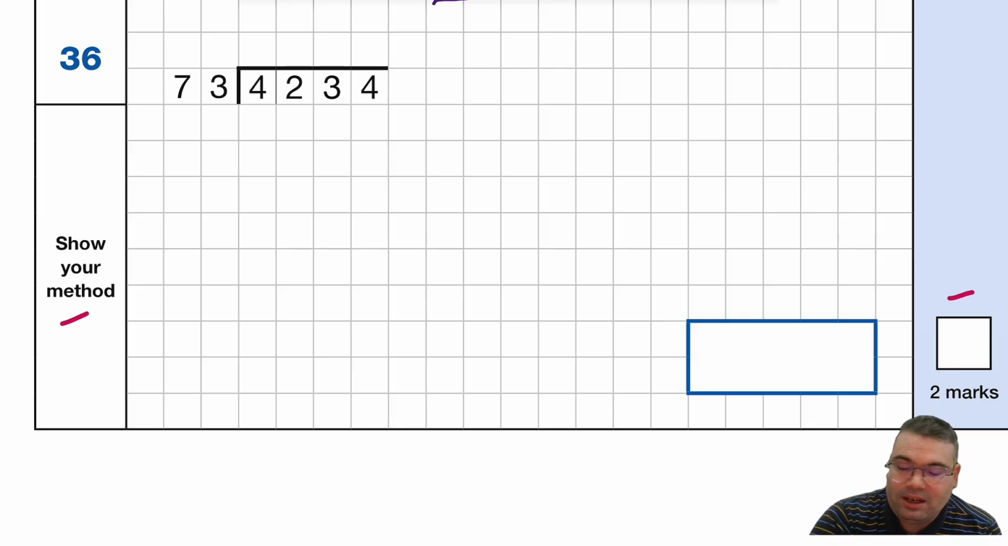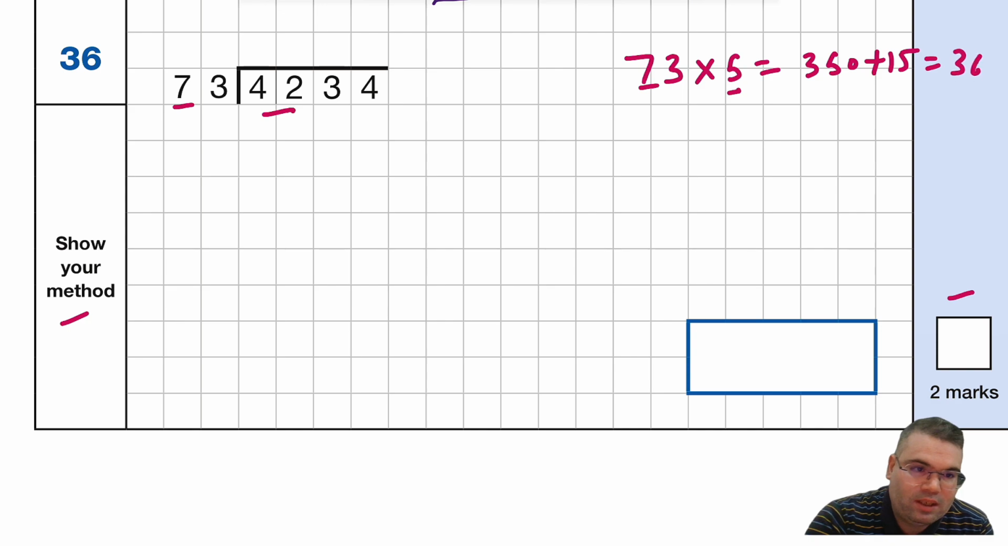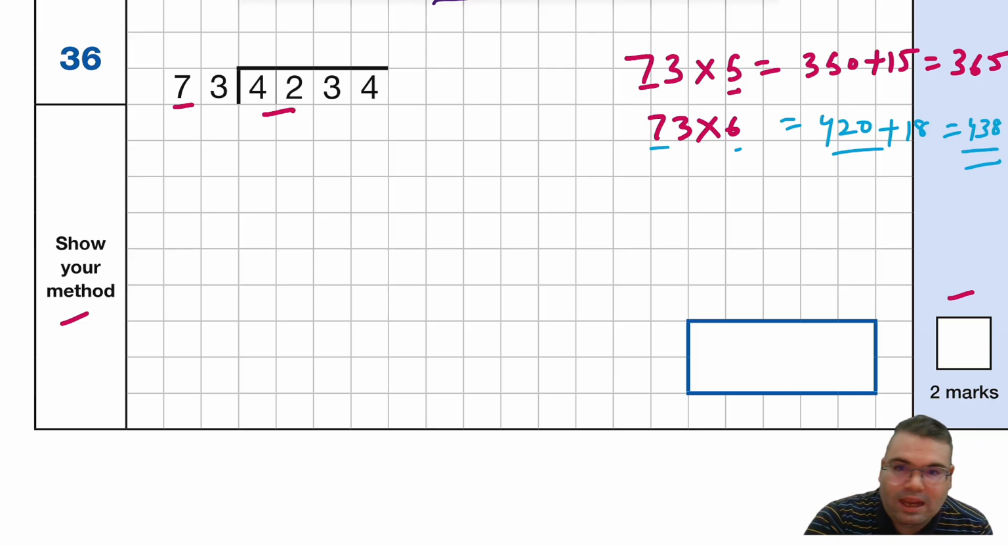Here let's just see. The trick is here: 7 times 6 is 42. Okay. So let's check with 6 and with 5, both the numbers. So let's just see 73 times 5 first. Okay. So 70 times 5 is 350 and 5 times 3 is 15. So 350 plus 15 is 365. Okay. Now let's just check with 6. 73 times 6. Now 70 times 6 is 420 and 3 times 6 is 18. So that is 438. So 438 is greater than 423. So it goes on 5.